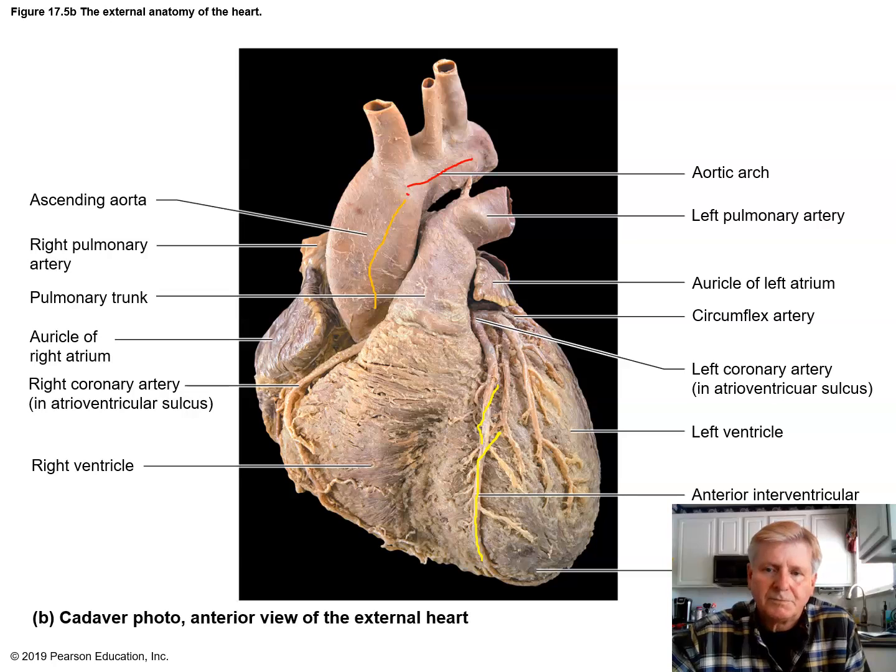The circumflex artery is a coronary artery that encircles around the left atria and left ventricle, courses in between the left atria and the left ventricle, and goes back around behind the heart. It comes off the left coronary artery that lies in the groove of the atrioventricular sulcus.